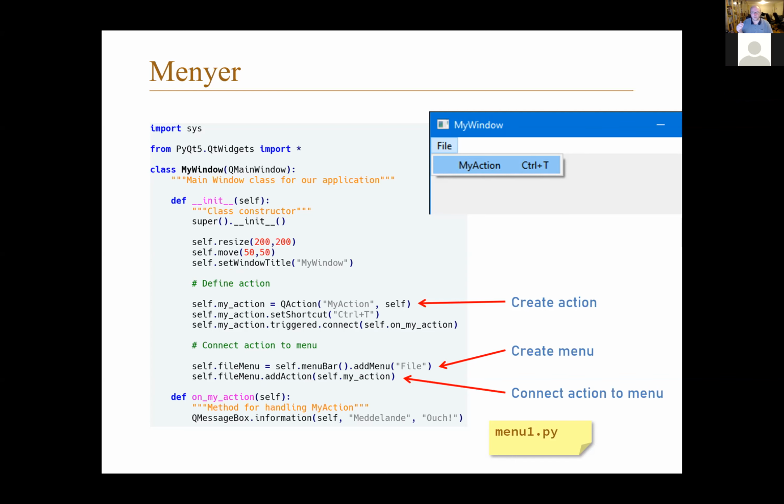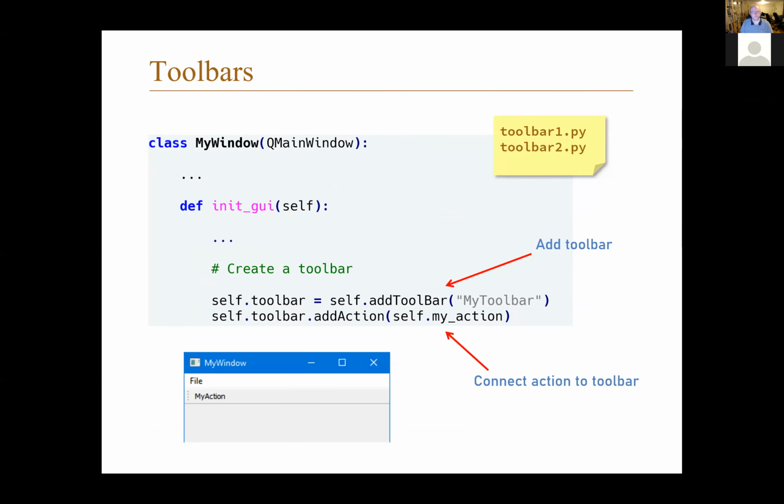So the order is that you create an action or multiple actions, you create the menus, and then you add your actions to the menu or toolbars later on as well. So toolbars are handled basically in the same way as menus. You add a toolbar using self.addToolBar, and then you can add an action to a toolbar.